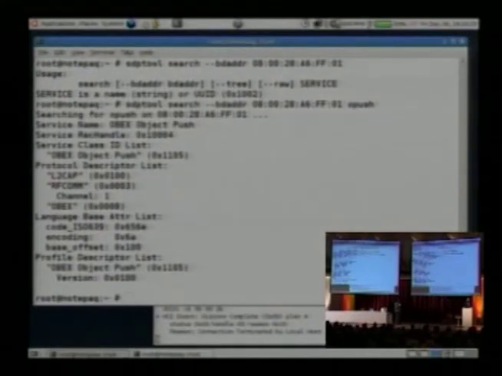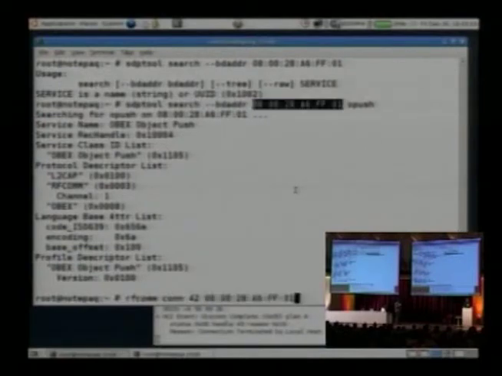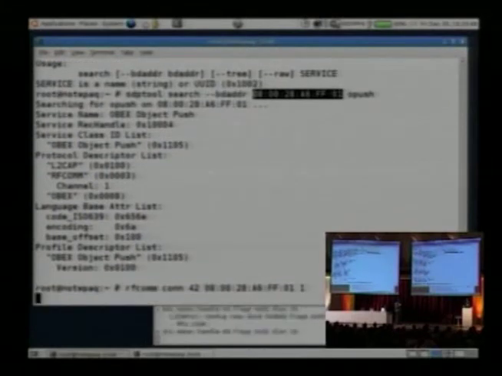I now know the RFCOMM channel of the OBEX push profile, so I can pretend to send a business card, but in this case I simply connect to it. There will be something coming up, and since I told you I sent you a business card, you will obviously accept it.